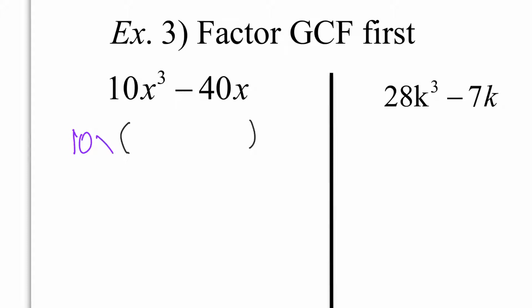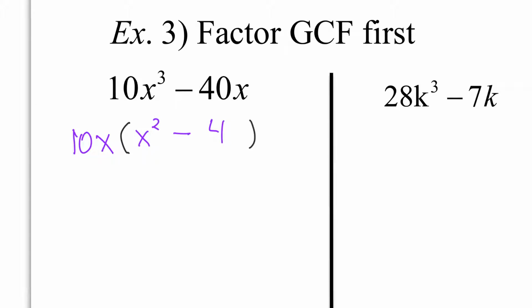And I can also factor out an x. So when you factor out the 10x, we are going to have a 1x squared, because you had x cubed, but you took out an x, so that's going to be an x squared left, minus 40 divided by 10, that's going to be 4, and you took out the x, so no more x's.